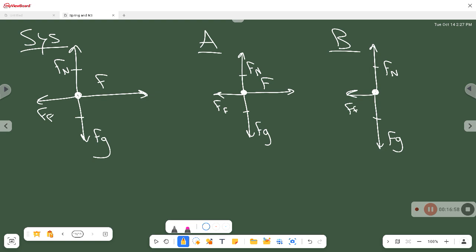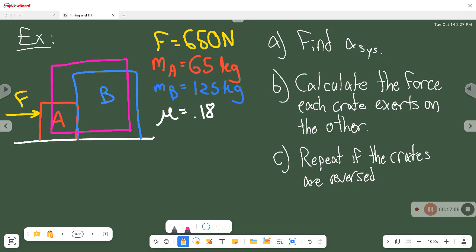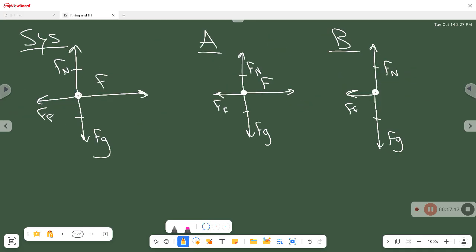But is block B being pushed by that force F? Not really, no, right? Because if you look at our diagram here, the force F is not touching block B. And we only really deal with contact forces other than force of gravity, right? So what is in contact with B that is actually pushing it? It's block A, okay? So this force here, I'm going to call it the force from block A on block B.